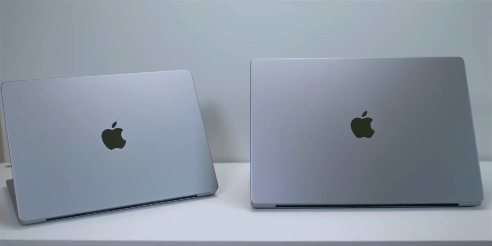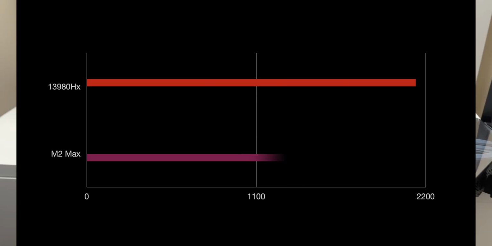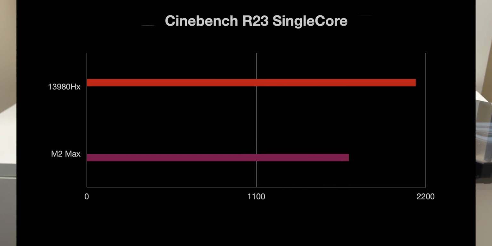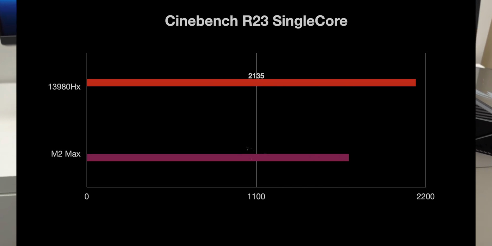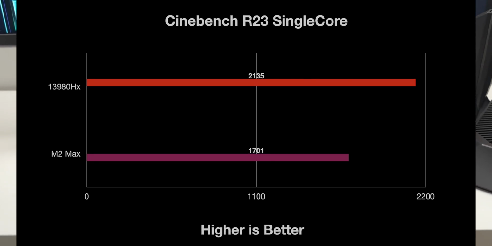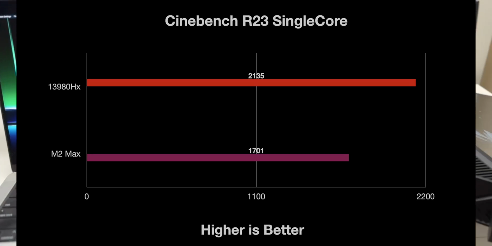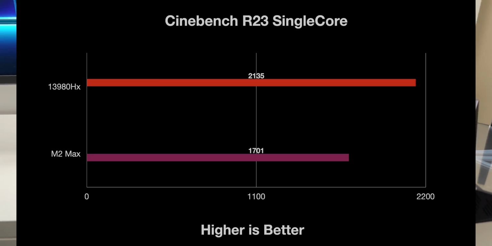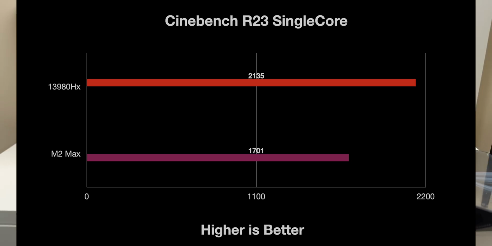So let's have a look at single core Cinebench. This is outside optimizations of both platforms. This is just raw CPU power. You can see there that the 13980HK is around 20% faster on single core. That's fine. It's not that big of a deal, to be perfectly honest, considering how much more power the Intel uses. But have a look at multicore.